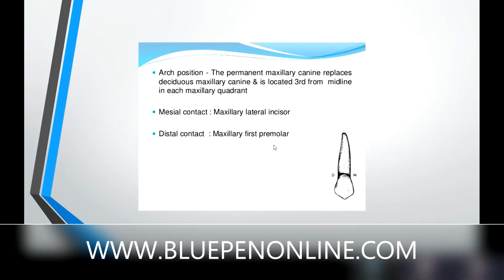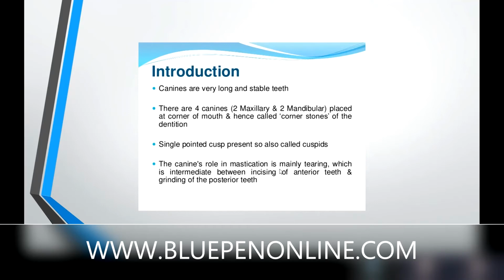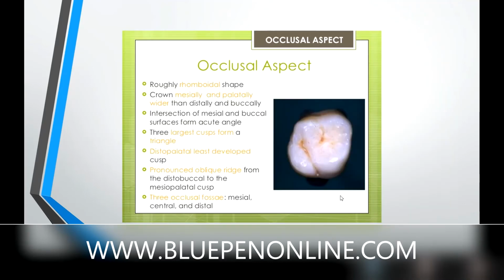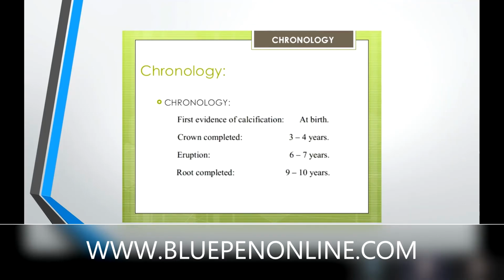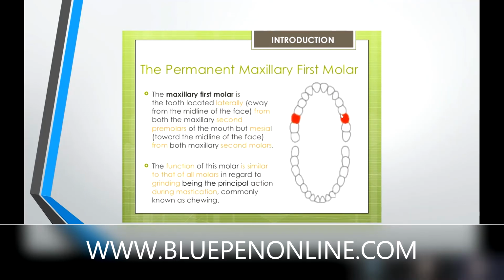What does arch mean? See, teeth are placed in an arch. This is called an arch. See, this is one arch. In this arch, canine is placed distal to the maxillary lateral and mesial to the maxillary first premolar. This is one dental arch: upper arch, lower arch.